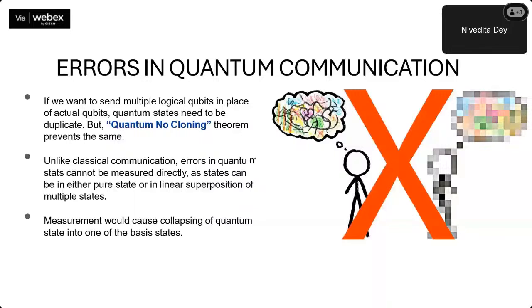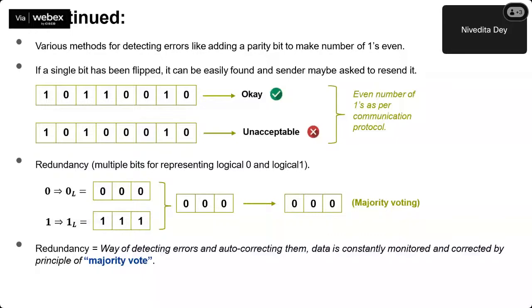Okay. But we started with these things. This was the first slide, errors in classical communication, followed by this thing, where the redundancy and parity is being discussed, followed by the errors in quantum communication. So currently we are in this.